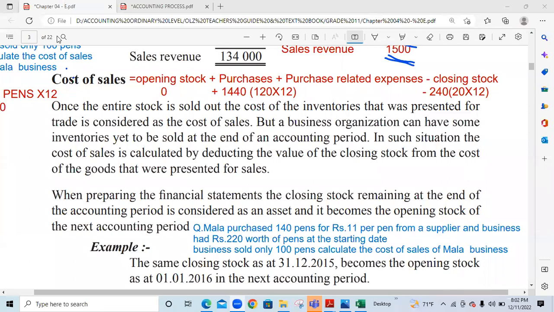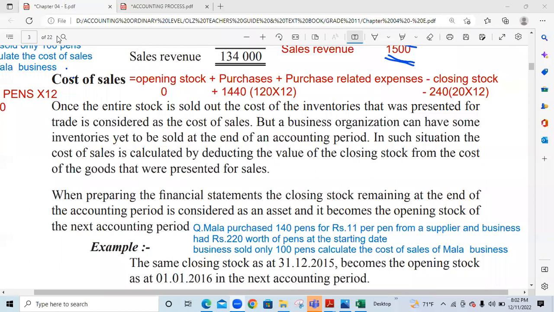Done. Can I discuss now? Guys, can you tell me, yeah, Noora. So how I got that is, out of 120 pens she purchased in the previous question, 20 pens are still there. If 20 pens are still there, each pen is 12 rupees. So 20 pens remaining, each at 12. 20 into 12.